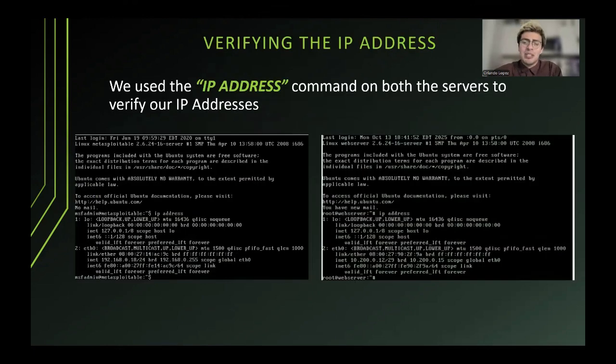To begin this process, though, we need to verify the IP address of both the web server and the production server. To do so, we're going to log into the production and the web server with the provided credentials. Once logged in, we're going to type in the IP address command. As you can see here, for the production server, our IP address is 192.168.0.18, and for the web server, it's 10.200.0.12.